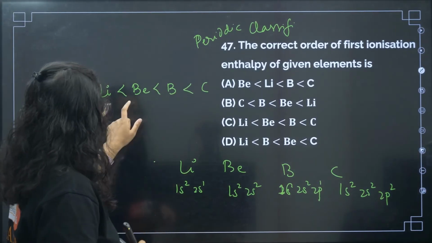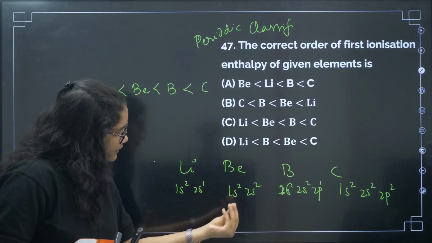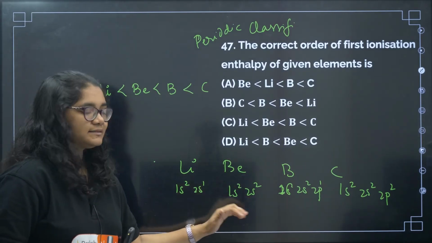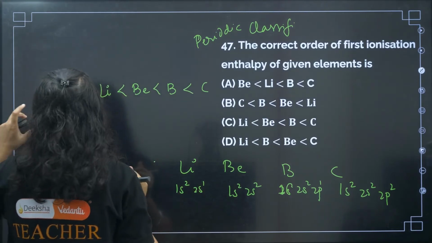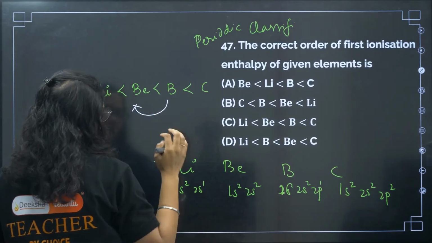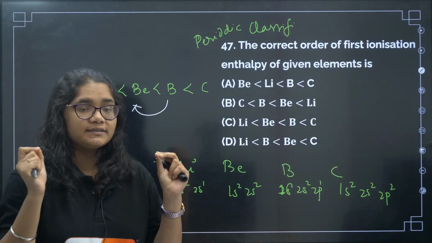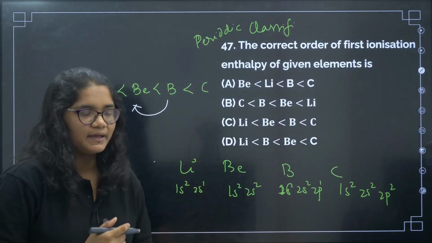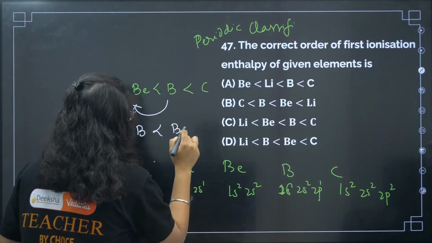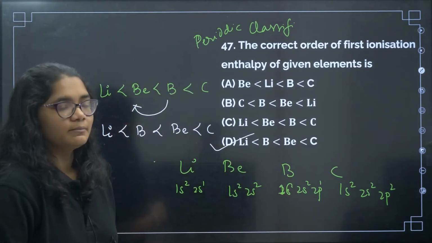But what happens here is that beryllium has a fully filled electronic configuration. So removing an electron from beryllium will be a little difficult, because the orbitals are fully filled and very stable. That is why we find a small change in the trend, and boron's ionization enthalpy is a little less than beryllium's. The reason is the stable electronic configuration of beryllium. So the actual order is lithium, boron, beryllium, and then carbon. The correct answer for this question is option D.